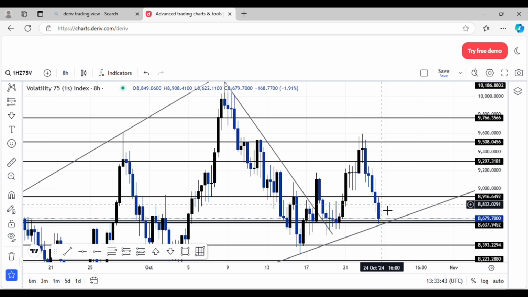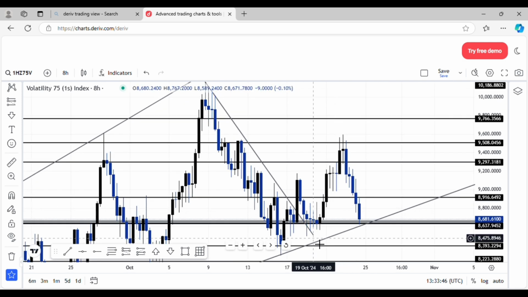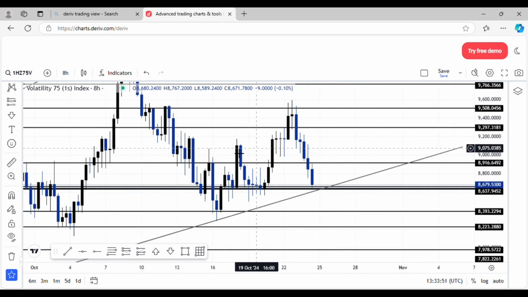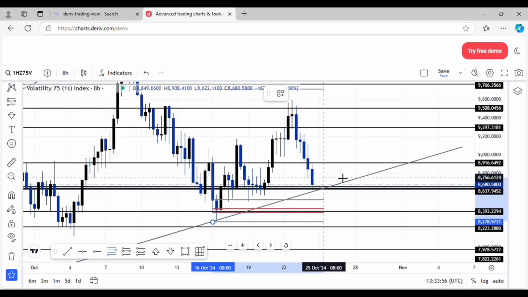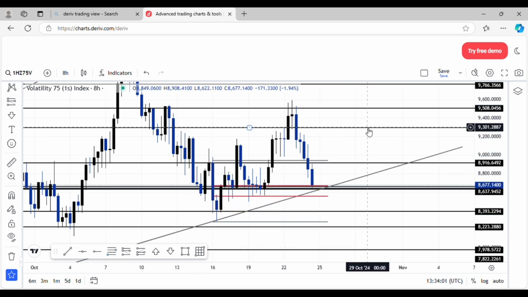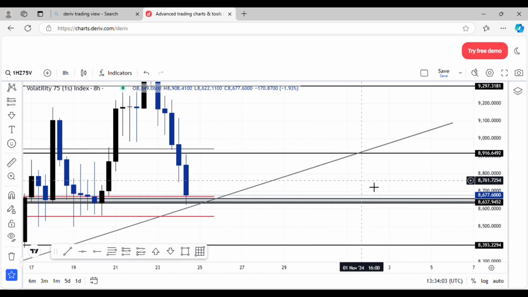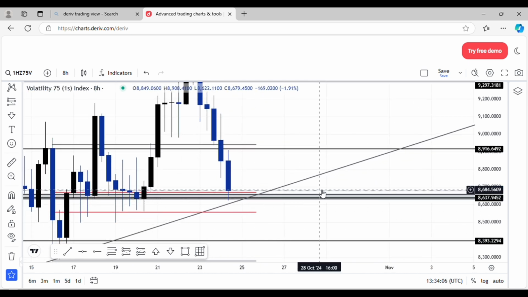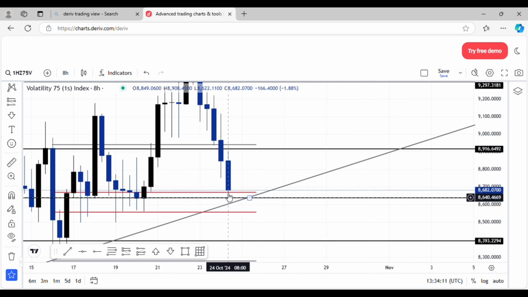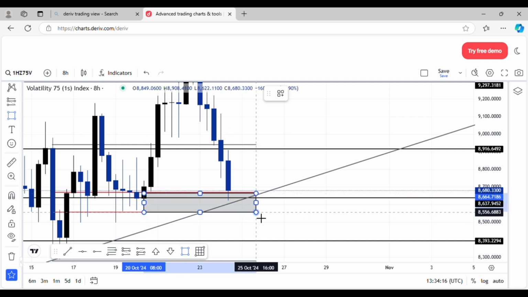Understand? So yes, let's see if we can find any possible entry point. You can see these zones are being respected nicely, so I'll just have to take this tool to the low there, to that high there. Understand? So I can see that the market is currently playing on this zone. Let me just delete this rectangle, guys. We have a zone there. The market is currently playing there.